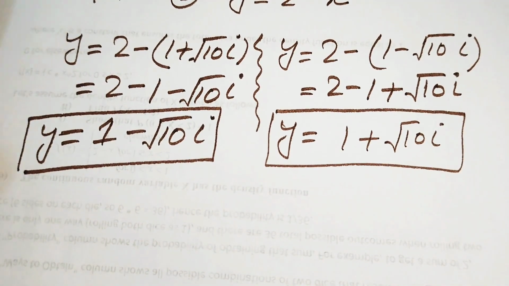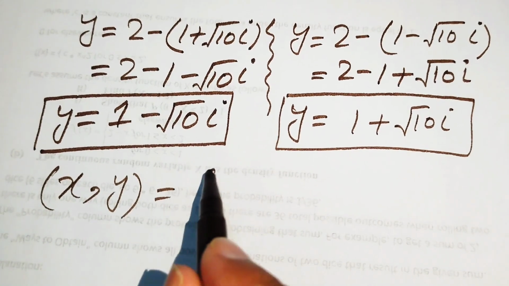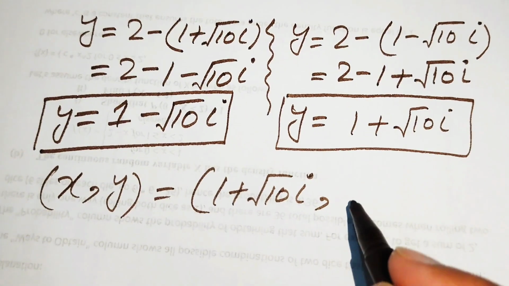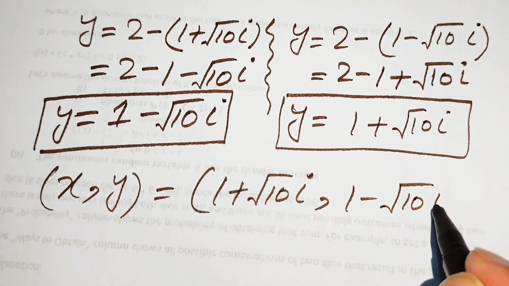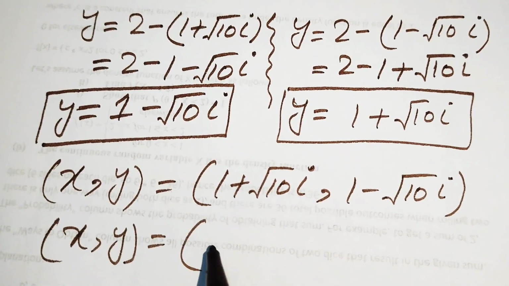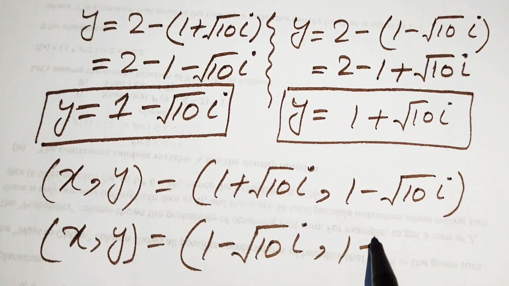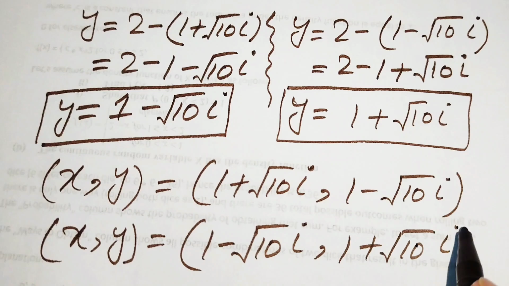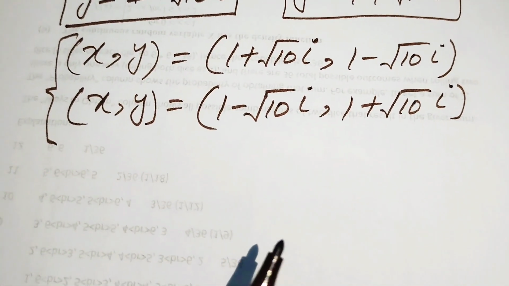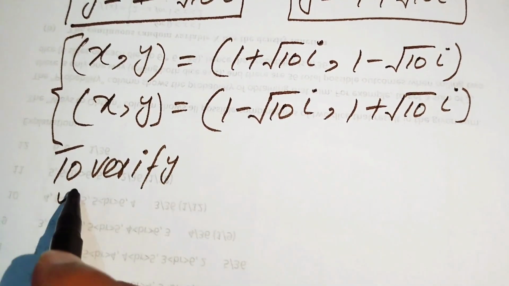So here we have two solutions which we found. The first solution is: the value of x is 1 plus square root of 10 iota, and the value of y is 1 minus square root of 10 iota. And the second solution is: the value of x is 1 minus square root of 10 iota and the value of y is 1 plus square root of 10 iota. So these are the two solutions of the given equation, and now we verify these solutions. Does the solution satisfy our given equation or not?